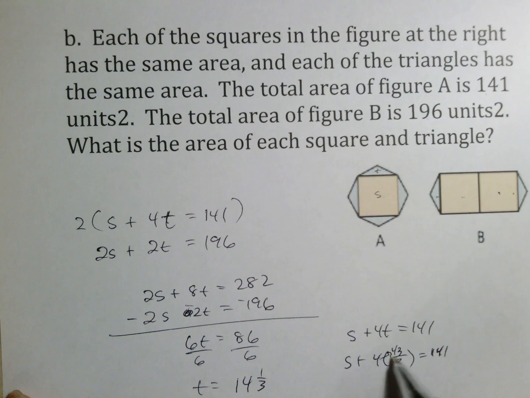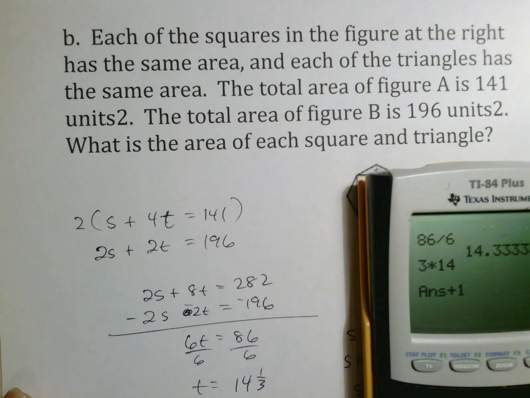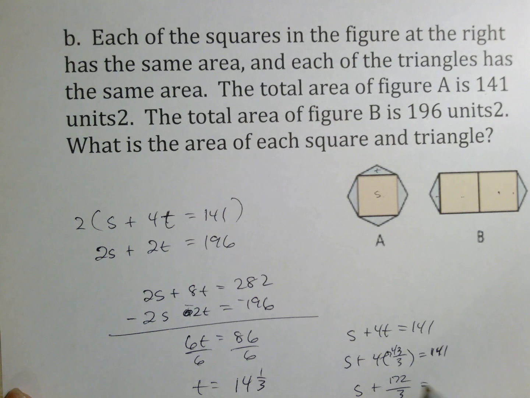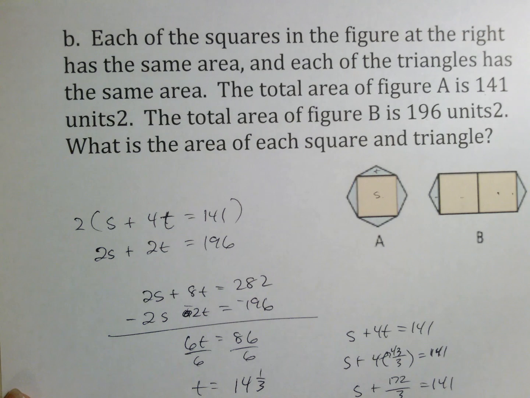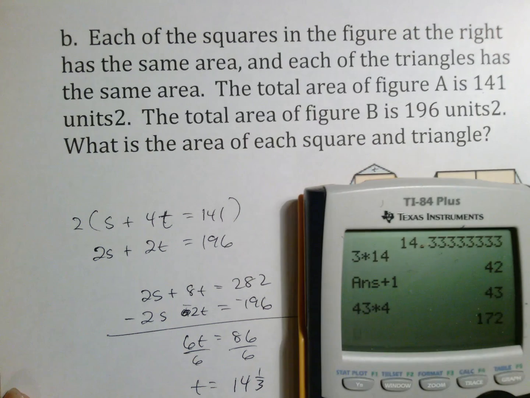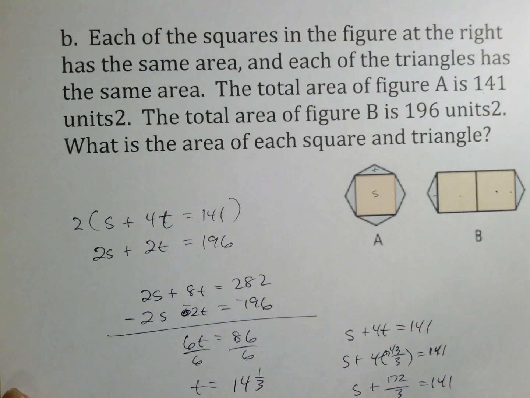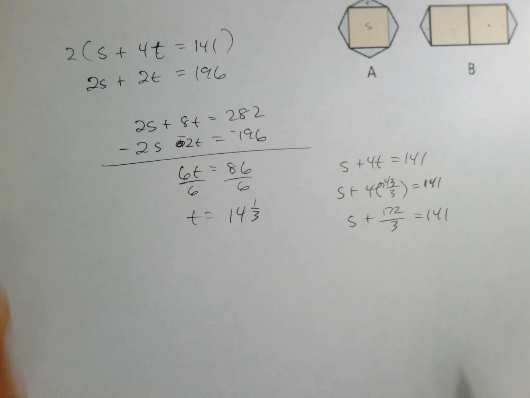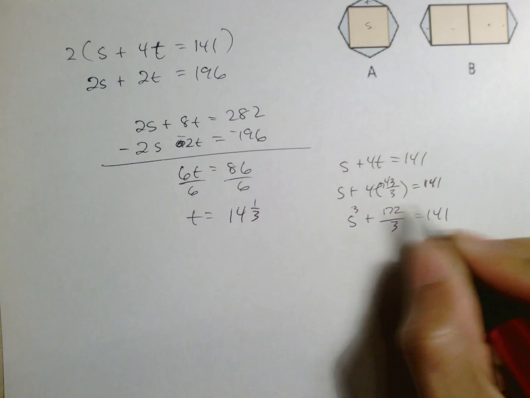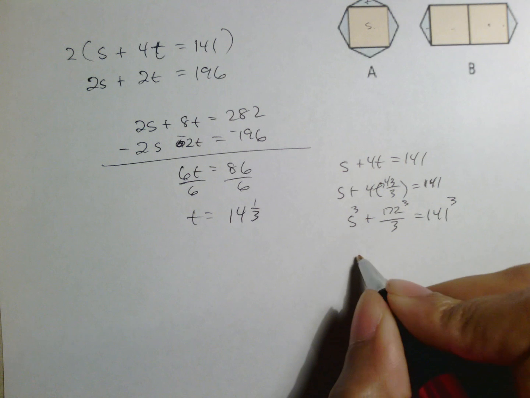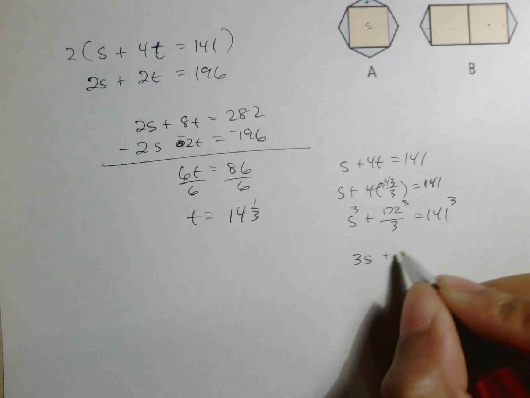Let's see how this works out. Then when you multiply those, the 4 goes to the top, so s plus 172 over 3 equals 141. 172 divided by 3 just stays 172 over 3. But what we know to do here, if you remember the day that we talked about this, is get rid of the fraction by multiplying everything by 3. It's going to make a much bigger mess, but at least it'll get rid of the fractions.